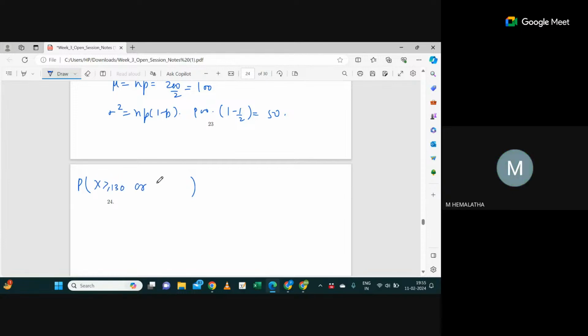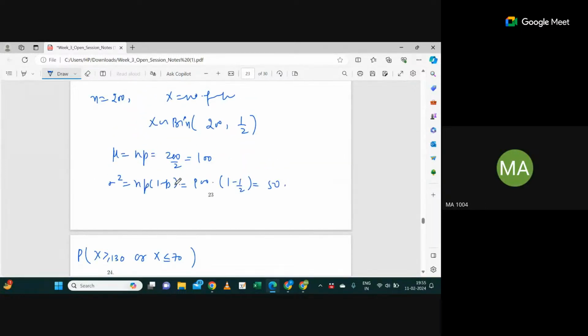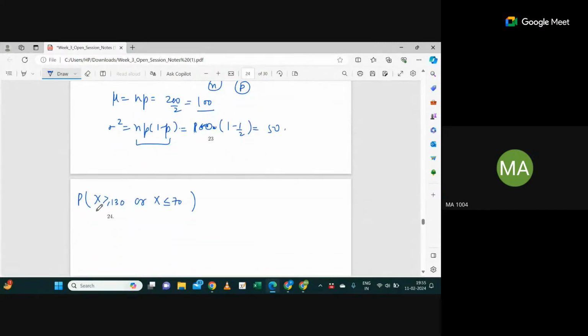Sorry, sir, how did we get sigma square? What is the variance of a binomial distribution? n into p, the formula, right? n into p into 1 minus p. np is 100. See, this is the n, and this is the p, half of 200. Correct? Got it? Yes, thank you.